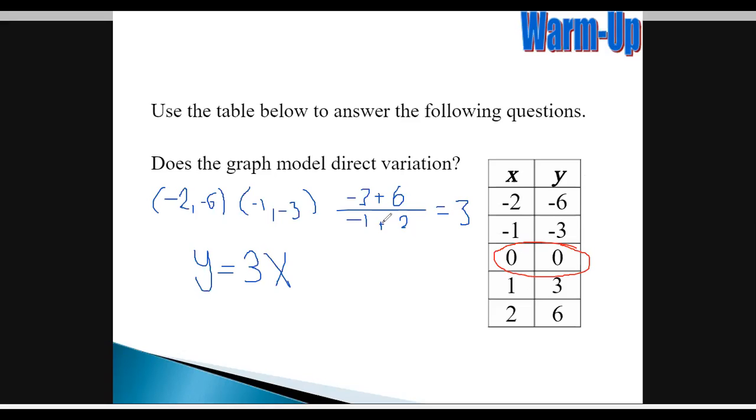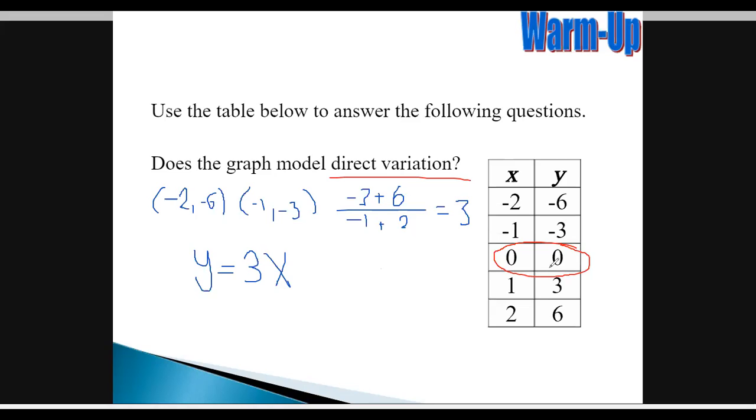Or we can use the second method, which is slope. We can use the formula, which is y2 minus y1 over x2 minus x1, and then we found that the slope equals 3. If you want to calculate the equation, then it will be y equal 3x. So this one, does the graph model direct variation?